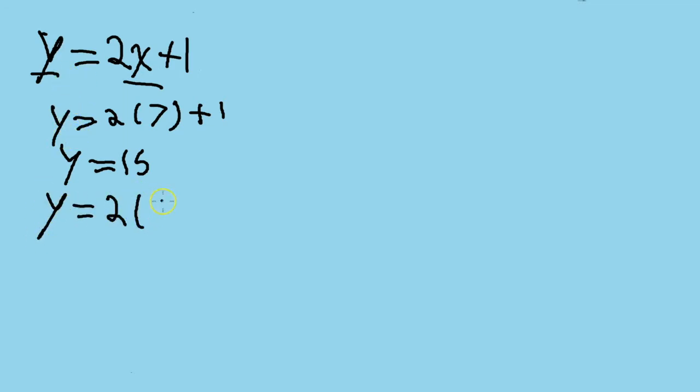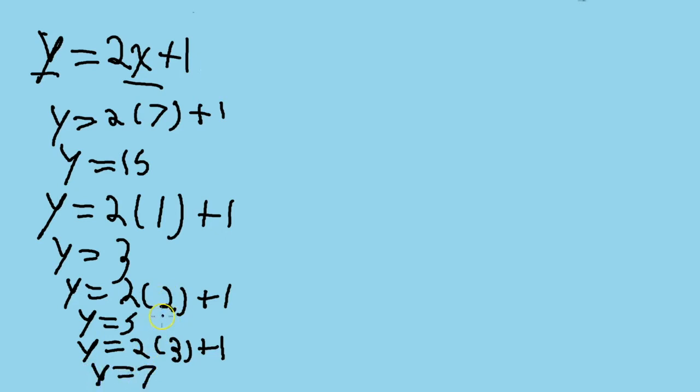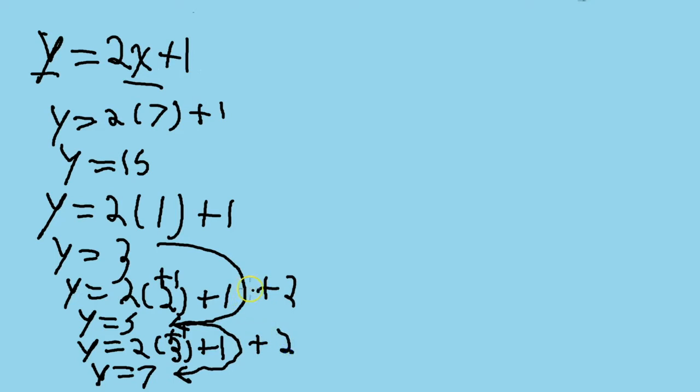For example, when we substitute 1 into x, we get 3. When we substitute 2 into x, we get 5. When we substitute 3 into x, we get 7. You might be noticing a pattern here. As the x goes up by 1, the y goes up by 2. 2 is also known as the slope.